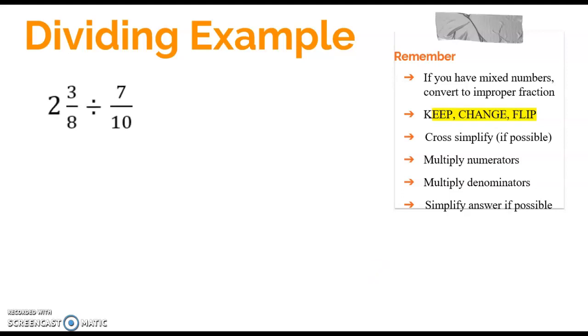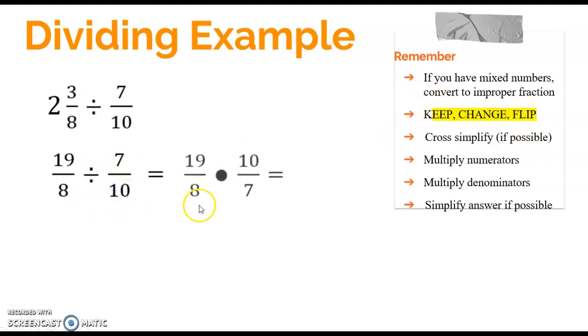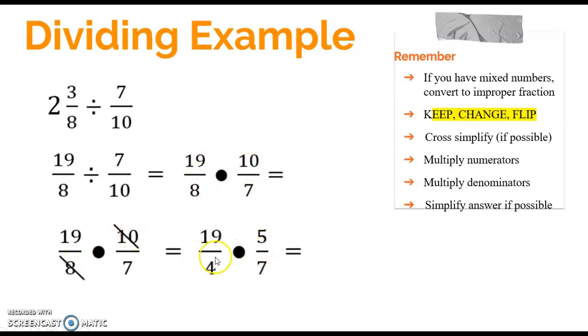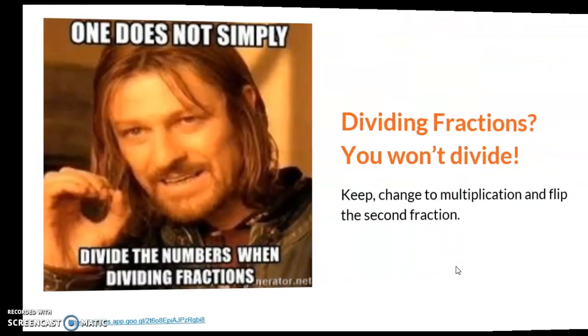All right, here's our dividing example. 2 3/8 divided by 7/10. Let's convert our mixed number, 2 3/8, to 19/8. Remember, that's 8 times 2, 16/8, plus 3/8 is 19/8. Now we're going to do this keep, change, flip, and change this multiplication by the reciprocal of our second fraction. Let's see if we can cross simplify anything. Do you see the 8 and the 10? They can both be divided by 2. And that gives us a little bit smaller numbers to work with. So 95/28 is a simplified improper fraction, which you can make this mixed number 3 11/28.